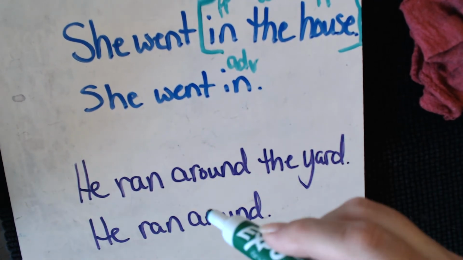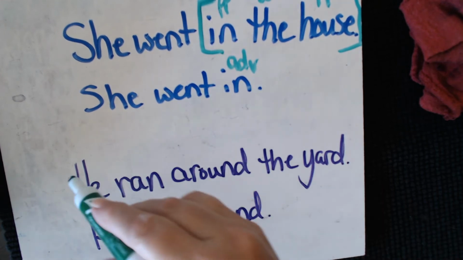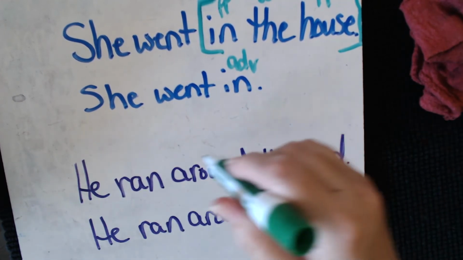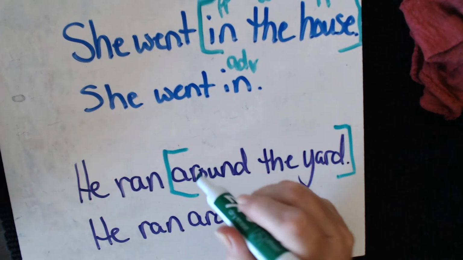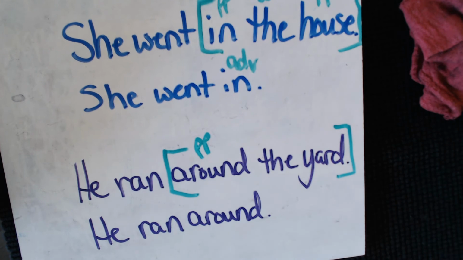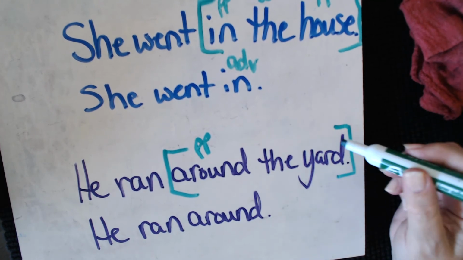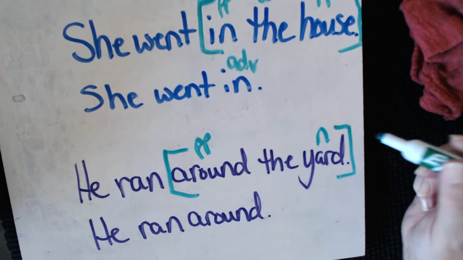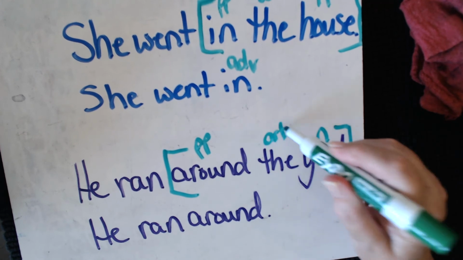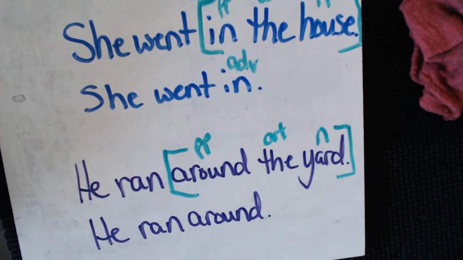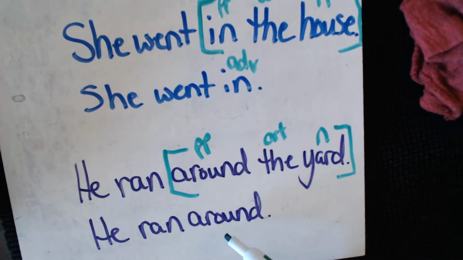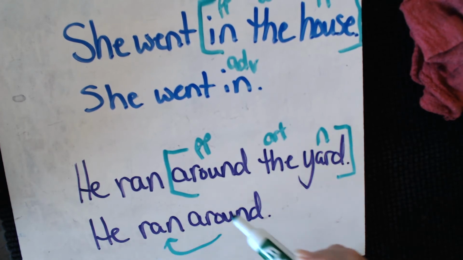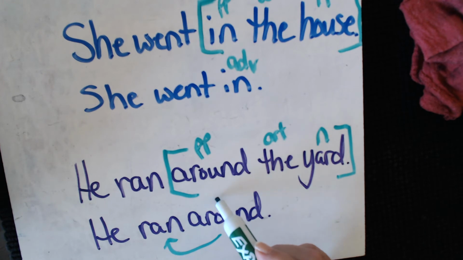He ran around the yard. I found he in relationship to the yard. He's around the yard. So there is my prepositional phrase. Remembering that the preposition always comes first, I've got some sort of object, some sort of noun. This happens to be just a common noun, and I have another article right here. So I have a prepositional phrase in that one. But if I take off the phrase and just leave around by itself, it's no longer a preposition. It's describing the verb, and now it is an adverb.